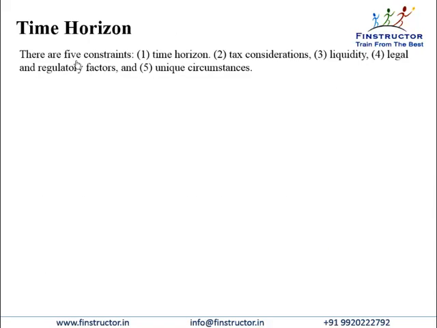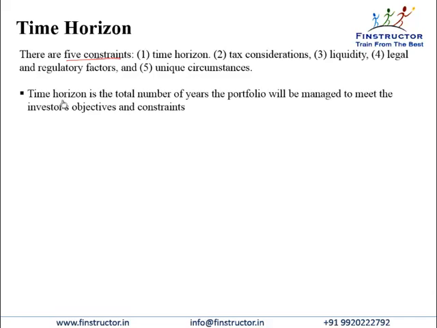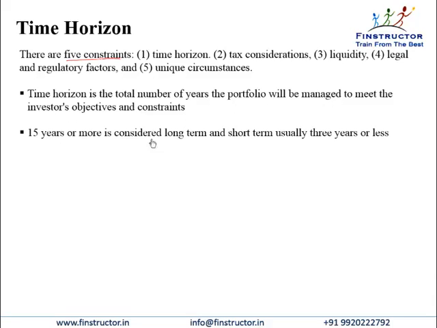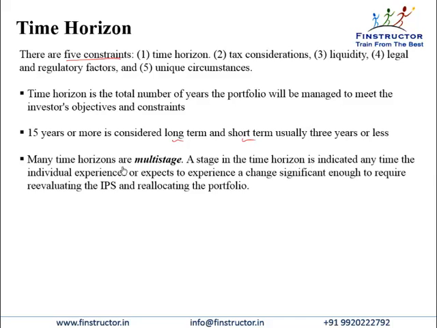After we are through with the objectives, we need to address the 5 constraints. That is time horizon, tax, liquidity, legal and regulatory, and unique circumstances. So the time horizon is the total number of years the portfolio will be managed to meet an investor's objectives and constraints. 15 years or more is considered as long term. 3 years or less is considered as short term. Time horizons generally are multi-stage, and normally an investor has at least 2 stages that we will discuss.